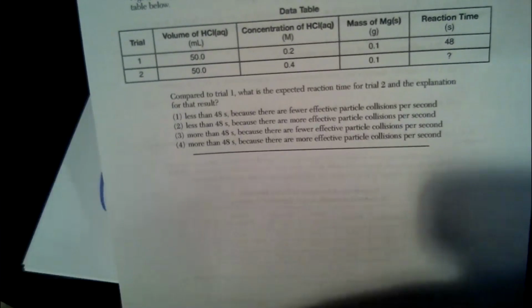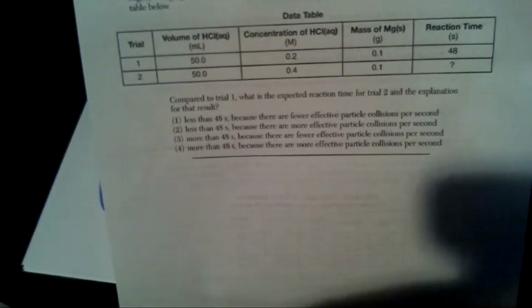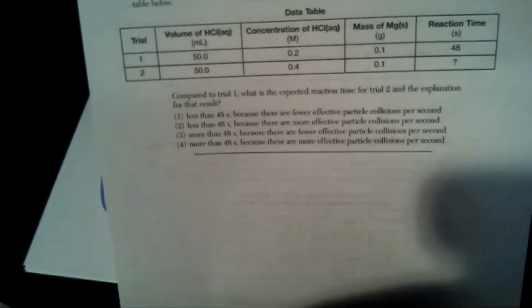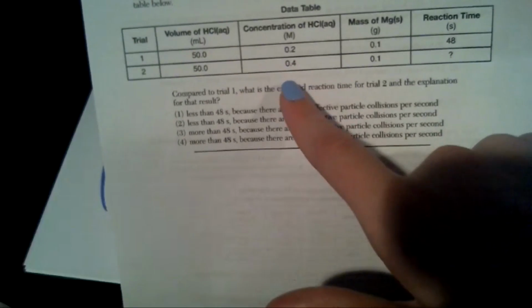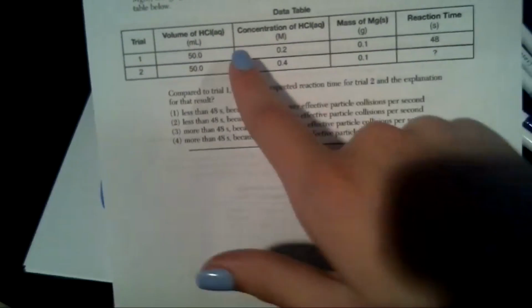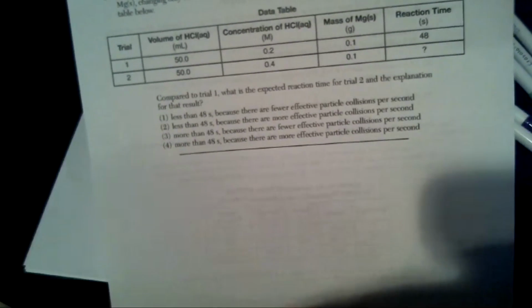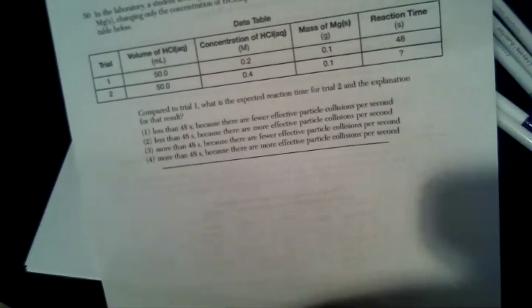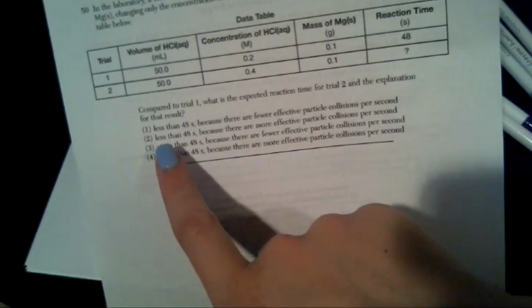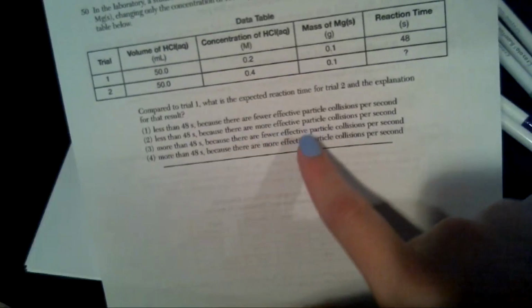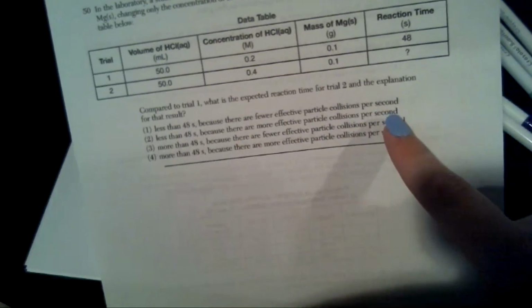Reaction time is going to go down because of collision theory. As we're adding more HCl particles, they're going to collide with these magnesium particles more often. So if they're colliding more often, this reaction is going to happen faster, and the amount of time it takes is going to drop. So it's going to be less than 48 seconds because there's more effective collisions per second. So it's going to be choice 2, reducing the amount of time it takes them to collide.